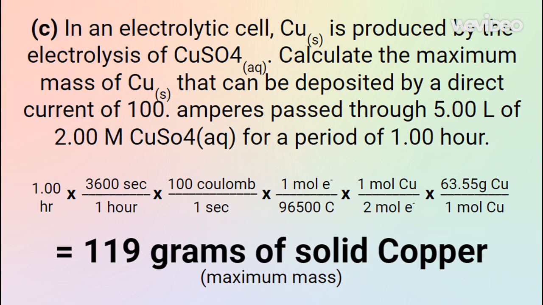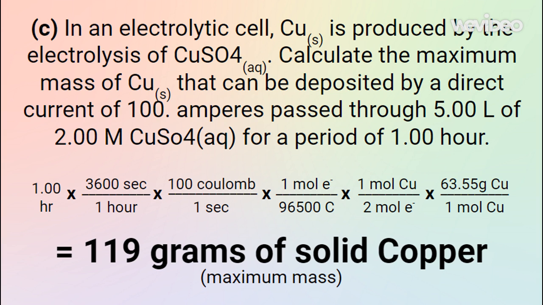In Part C, it tells us that in an electrolytic cell, solid copper is produced by the electrolysis of aqueous copper sulfate. We need to calculate the maximum amount of solid copper that can be deposited by a direct current of 100 amperes passed through 5 liters of 2 molar aqueous copper sulfate for a period of 1 hour.